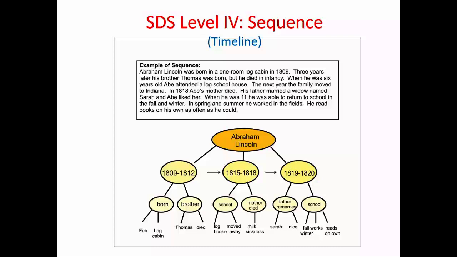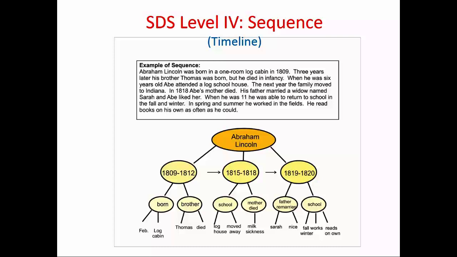Abraham Lincoln was born in a one-room log cabin in 1809. 3 years later, his brother Thomas was born, but he died in infancy. When he was 6 years old, Abe attended a log schoolhouse. The next year, the family moved to Indiana. In 1818, Abe's mother died. Poor little guy. His father married a widow named Sarah, and Abe liked her. When he was 11, he was able to return to school in the fall and winter. In spring and summer, he worked in the fields. He read books on his own as often as he could. So, obviously, there's a time sequence.